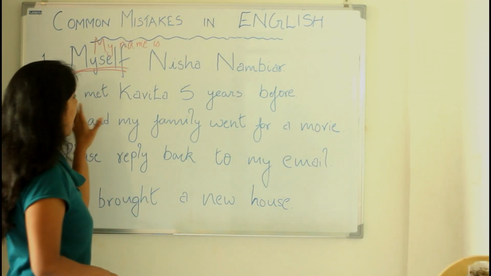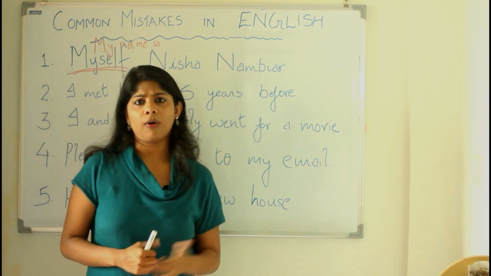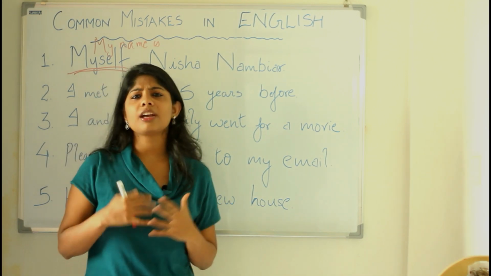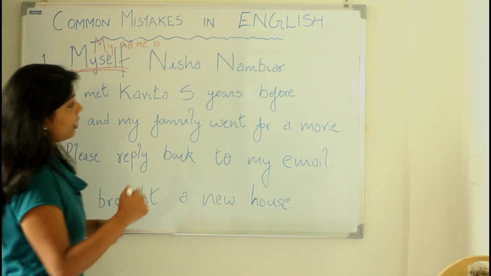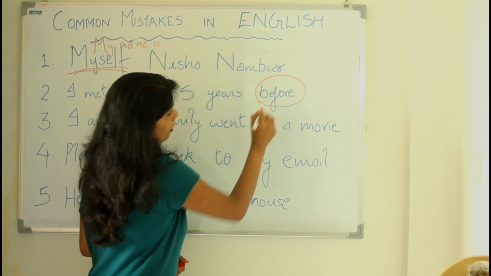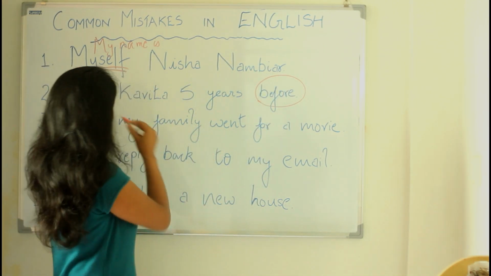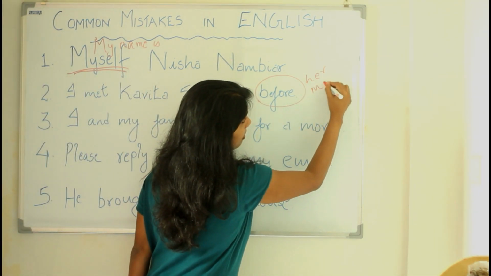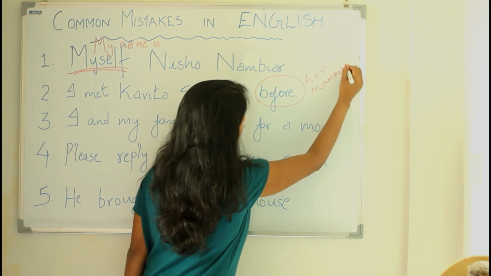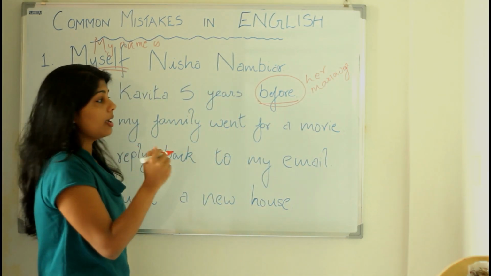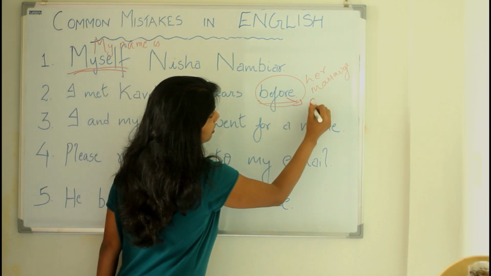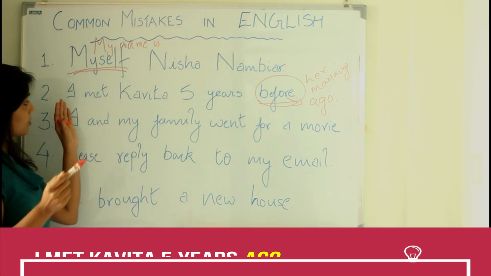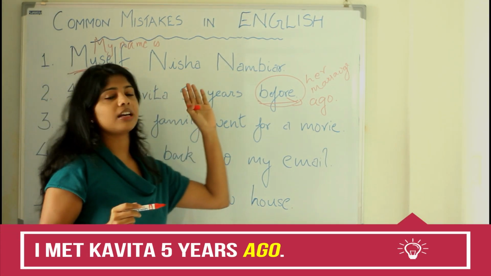Let's move on. I met Kavita 5 years before. Can you spot the mistake in this sentence? It's a very common mistake. Here, you do not use the word before. You can use it if you said, I met Kavita 5 years before her marriage. But you cannot end the sentence with before. Instead, you will use the word ago. So, the sentence will be, I met Kavita 5 years ago.